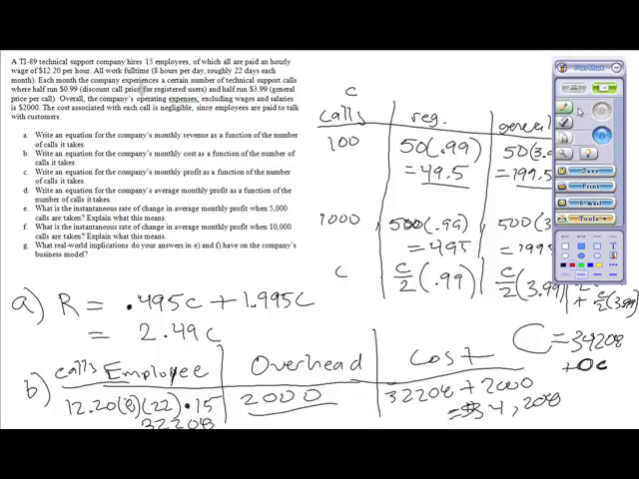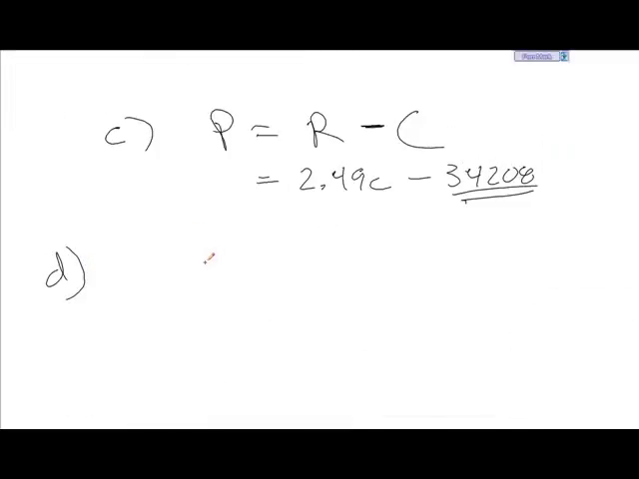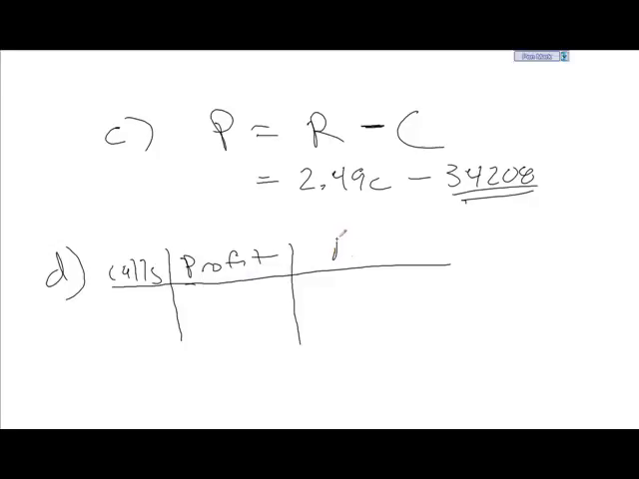In Part D, we want to write an equation for the company's average monthly profit as a function of the number of calls it takes. Okay, so for Part D, well, depending on what the profit is, an average is going to be based on the average per call. So first we need to come up with calls, then the profit from the calls, and then the average profit.